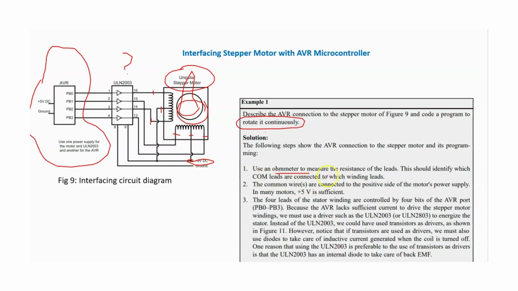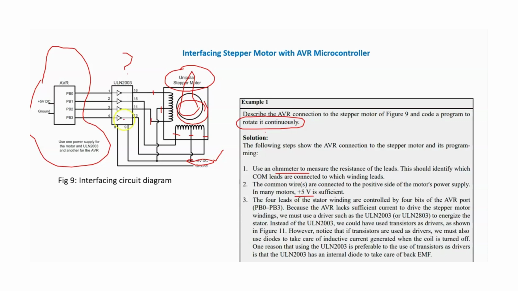Then these common wires are provided with the 5-volt supply, which is this one. And then the last step is to connect this motor with the AVR microcontroller through this driver, which we have discussed, which is basically a current booster or motor driver, which will provide enough current.